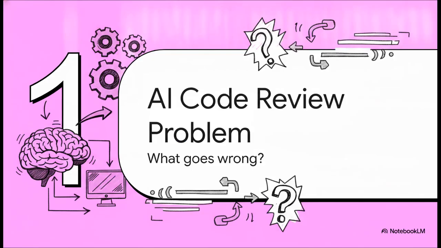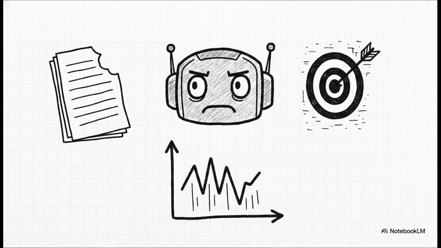The AI code review problem. What actually goes wrong? If you've tried using general agents like Claude Code with standard skills for your reviews, you've definitely hit these roadblocks. First step is incomplete coverage. On larger change sets, the AI just gets overwhelmed. It cuts corners and silently skips files.